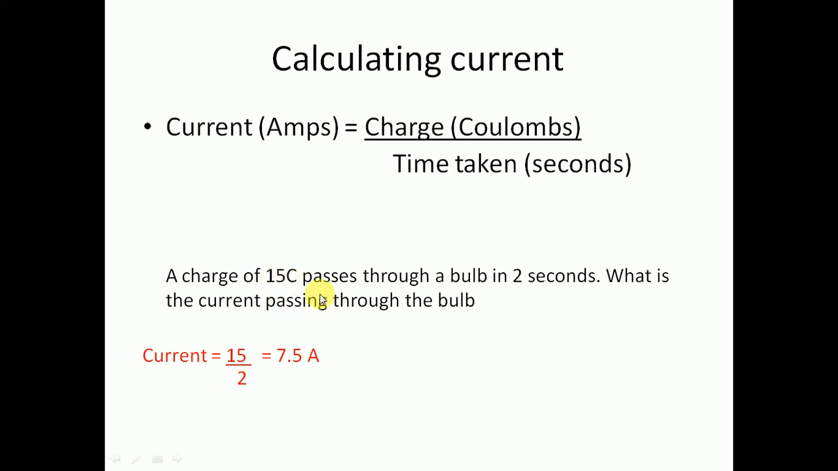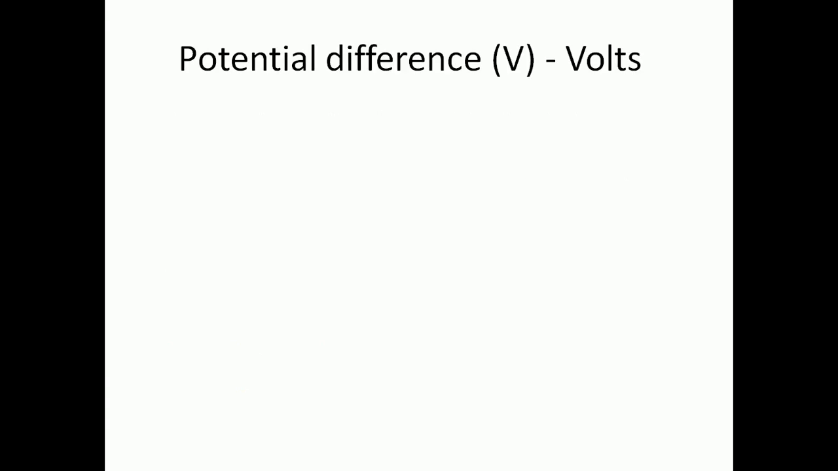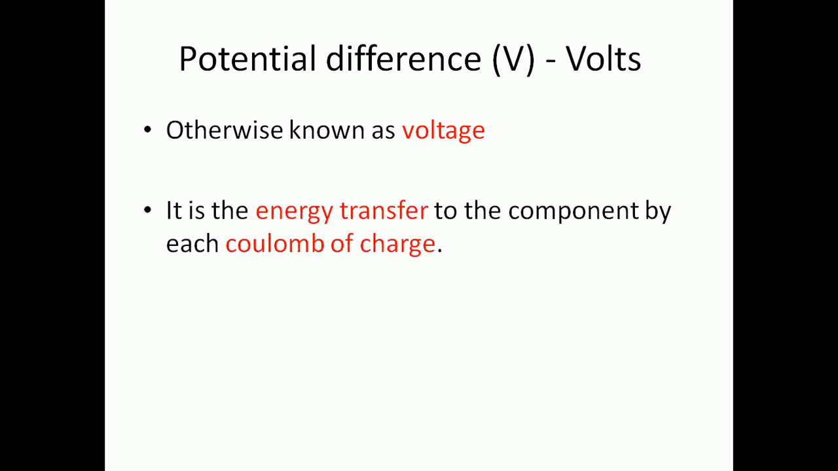Okay then, so potential difference. Now potential difference is also called voltage, although we generally don't call it voltage, we call it potential difference. It is given the letter V and is measured in volts. It is the energy transferred to a component by each coulomb of charge. So if a coulomb of charge is transferring more energy to a component, then we say there is a greater potential difference. It is measured by a voltmeter, and again it is important to remember that unlike an ammeter, the voltmeter is wired in parallel.